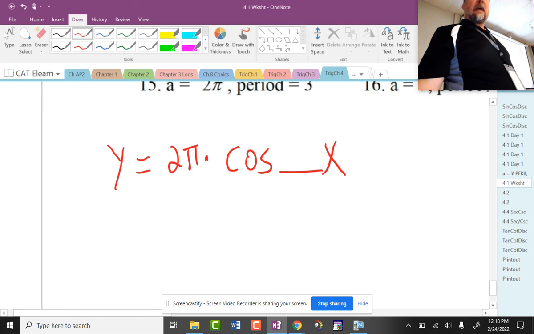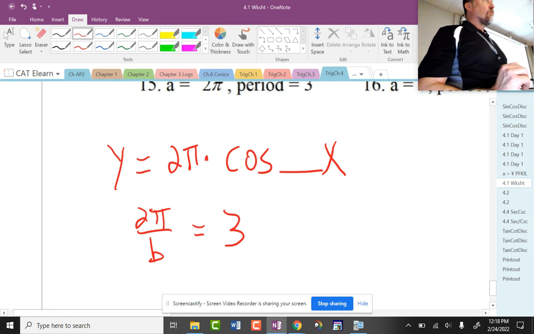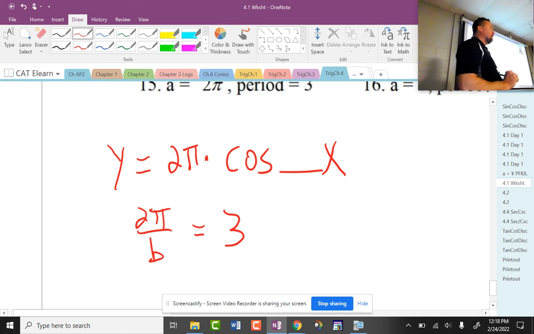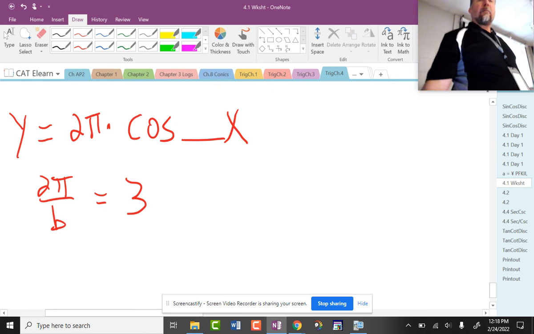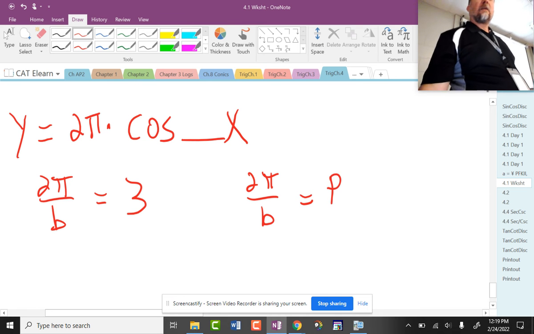It means that 2 pi over b equals 3. That's how you find period. So what would b have to be for this to happen? Well, here's something you should also remember, that I think I shared with you: not only is 2 pi over b equal to the period, you can switch these two.